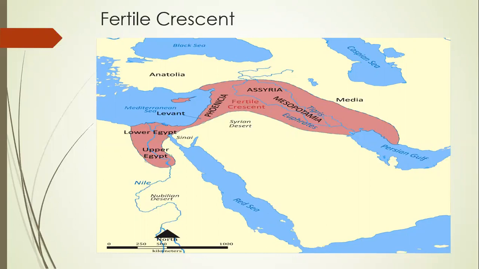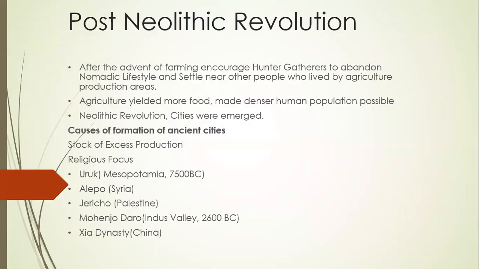After the Neolithic revolution, the hunter-gatherer societies, the people who used to hunt and gather, abandoned the nomadic lifestyle and started settling near the agricultural production areas. As agriculture yielded more food, they started settling in very dense numbers. As a result of the Neolithic revolution, cities emerged, and they had two causes for their emergence.